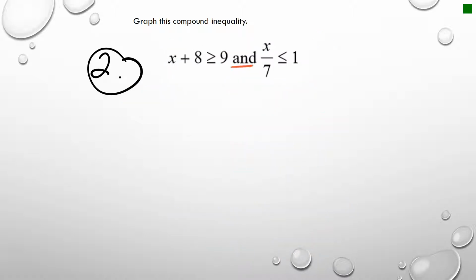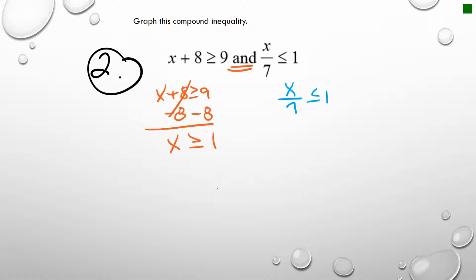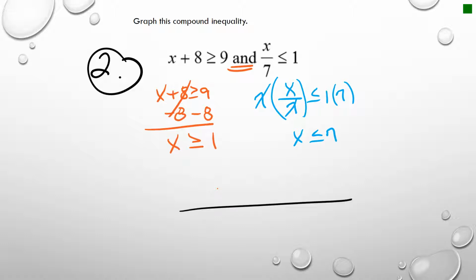All right, now this one has the word and. So I'm going to look at x plus 8 is greater than or equal to 9. I've got to get rid of that plus 8 by subtracting 8. Algebra, remember, is what did you do? What do you have left over? After I subtract the 8, I have an x left over. Bring down the sign. 9 minus 8 is 1. Now I'm going to look at x divided by 7 is less than or equal to 1. Again, the opposite of division is multiplication, so I'm going to multiply both sides by 7. Don't have to do any switching because I did not multiply by a negative number.